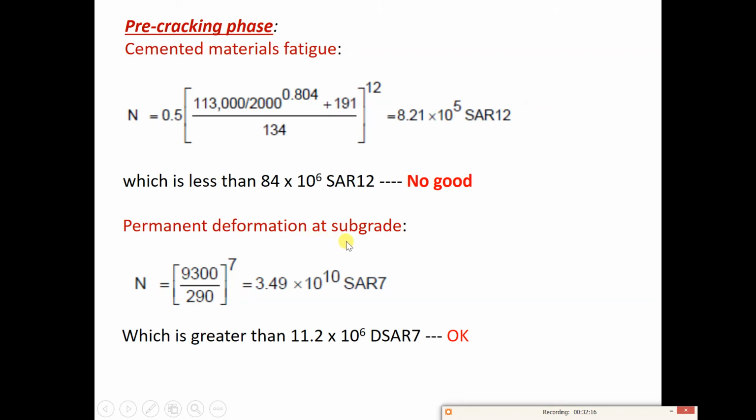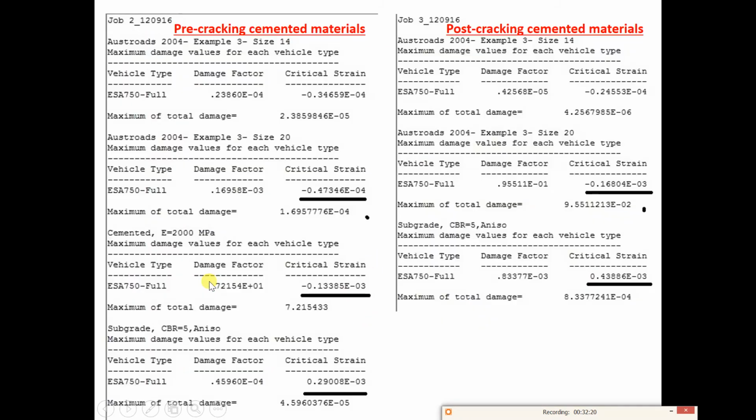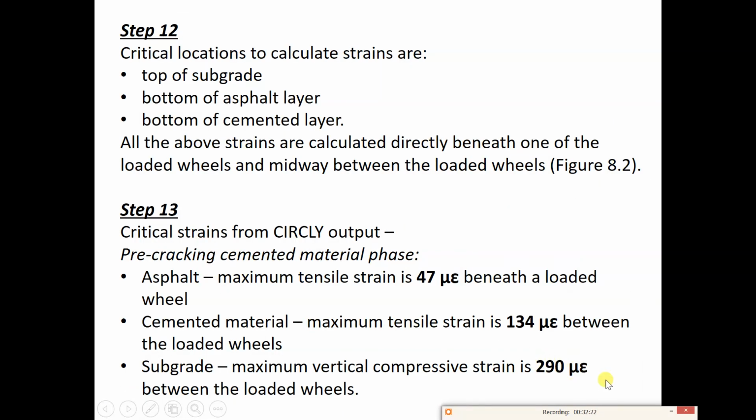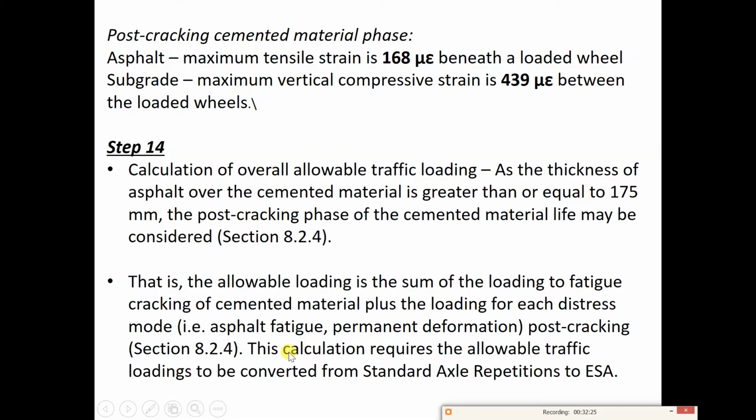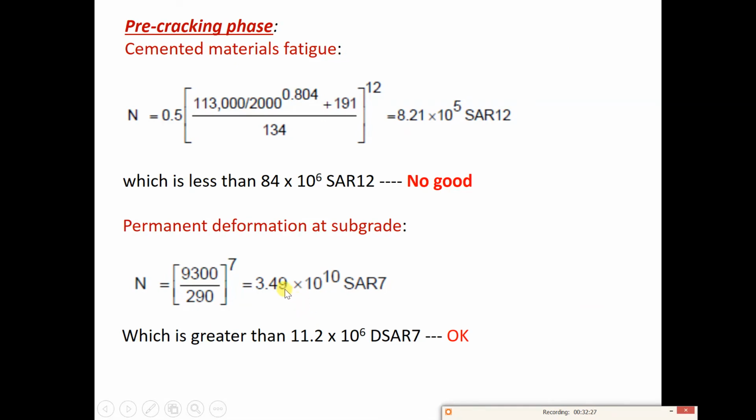The permanent deformation of subgrade. So I put in the 19300 divided by 290, okay, for the subgrade. That gives us 3.49 times 10 to the power 10 SAR, which is greater than 11.2 times 10 to the power 6.